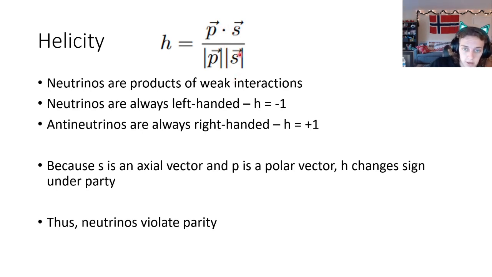Now, what we do here is we take neutrinos to be nearly massless, such that all neutrinos, all of them, are always left-handed, meaning that h is -1. And all antineutrinos are right-handed, meaning h equals +1. And this is what's been observed. There's never been a right-handed neutrino observed, and there's never been a left-handed antineutrino. Right? So this is a problem for neutrinos and parity, if we want to take parity as a good symmetry, because we only have left-handed neutrinos, and we only have right-handed antineutrinos.